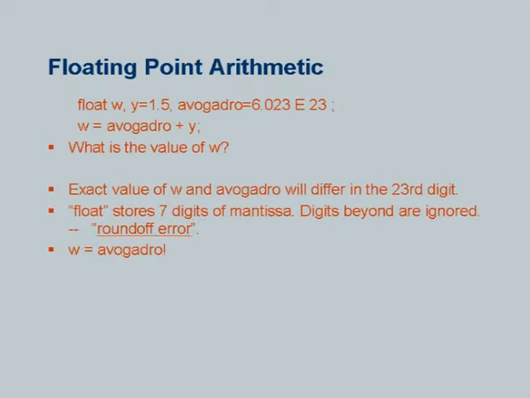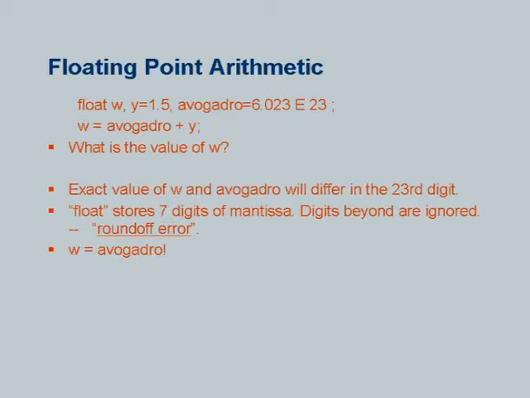Unfortunately, the machine has no mechanism to store these 23 digits, and therefore even though we know that when we say Avogadro plus Y, the value of W will be different from Avogadro, as far as our Dumbo computer is concerned, when we make this statement W is equal to Avogadro plus Y, what we will have is a value of W which is actually, since floating point stores 7 digits of mantissa, all digits beyond this are ignored, and therefore W is equal to Avogadro. Now this is indeed funny.